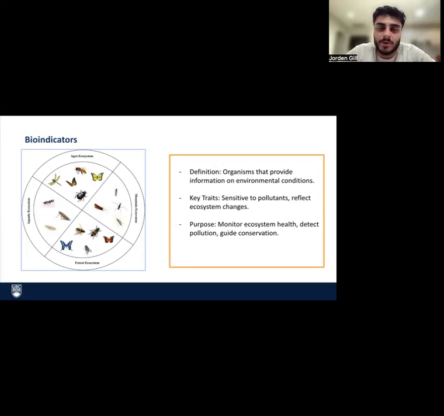Bioindicators act as natural monitoring systems. For example, bivalves and crustaceans accumulate contaminants in their tissues, which provides a direct measure of the pollution levels over time. Because these organisms are directly affected by their environment, they help identify trends in pollution, evaluate the effectiveness of environmental policies, and can even detect emerging threats before they become widespread issues.